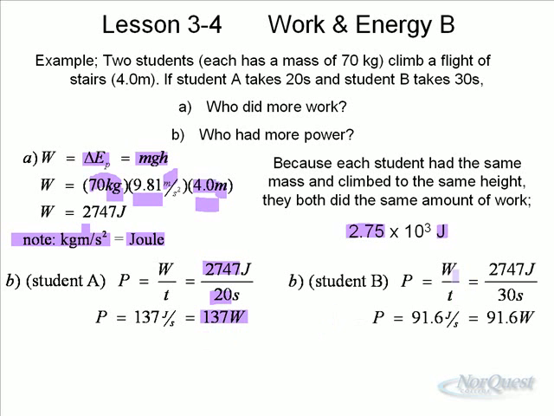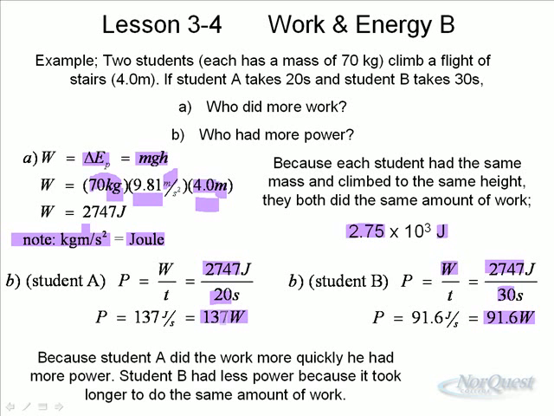Now if we look at student B, she did the same amount of work, 2747 joules, but it took her 30 seconds to climb those stairs. Therefore, dividing the same amount by a greater time gives you a smaller number, only 91.6 watts. All right, and compare that to some light bulbs that you have. A 100-watt light bulb is fairly common. So these students are giving off as much energy as something close to a 100-watt bulb.